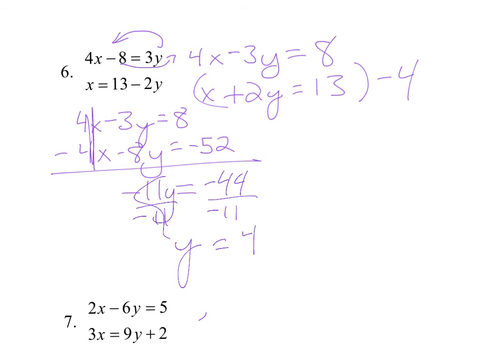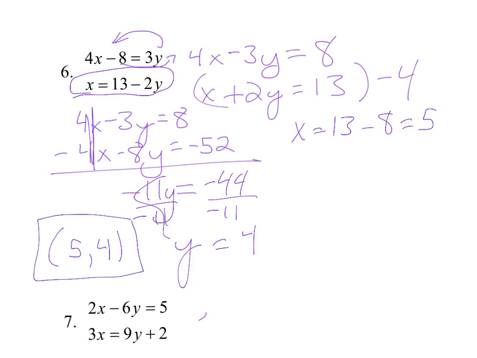Positive 4. Yay. All right, now we go find x. I'm going to go back to my x equals equation to find x because that will make my life the easiest. So x is equal to 13 minus 2 times y. Y is 4. 13 minus 8 is 5. So x is 5. So my answer is going to be 5, 4. I'm checking to make sure I got the x and the y in the right place.